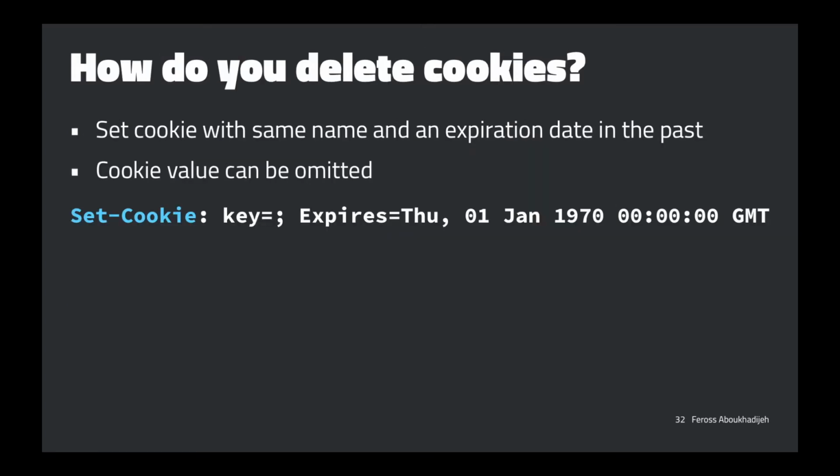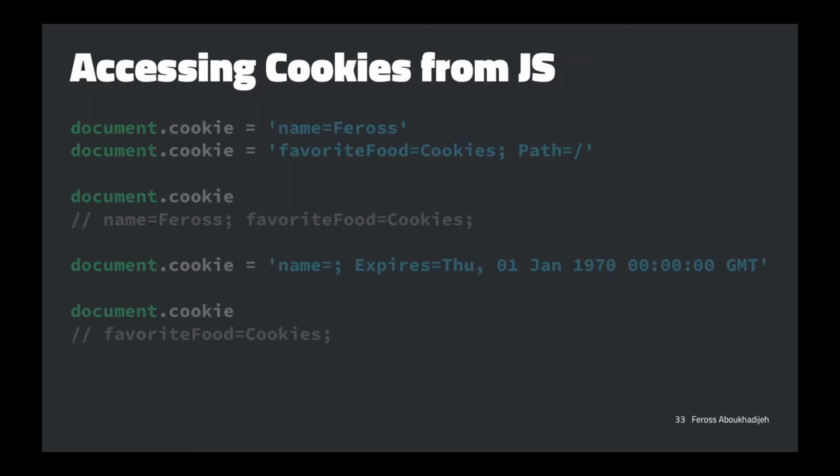And as I mentioned, you delete it by doing a time in the past. We already talked about this. You use the same name and then you just pick a date in the past. Okay, this is where it gets really weird. So the way you access cookies in JavaScript is literally the most ridiculous API I've ever seen.